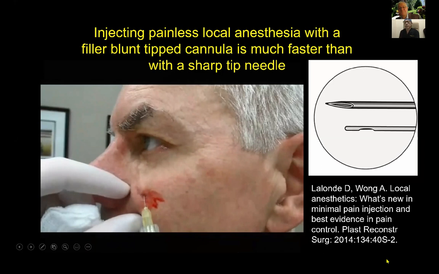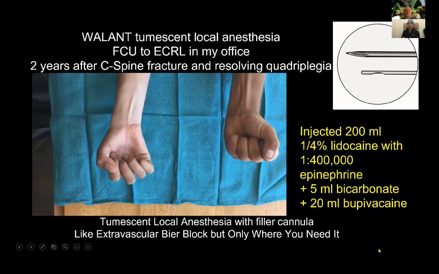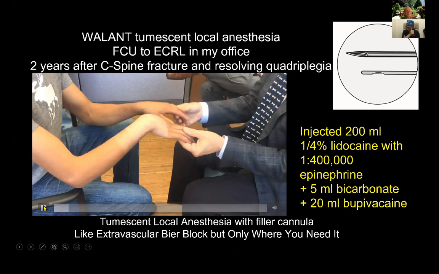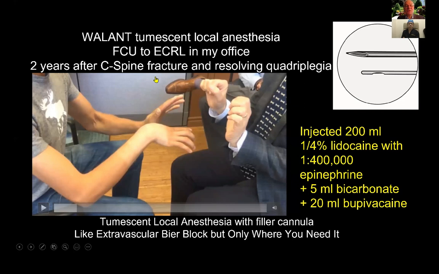So in this young man, he broke his neck, had a C-spine fracture, and resolving quadriplegia. So he had weakness in all his muscles everywhere. And most of the muscles came back in most of the places. You can see this bicep is bigger than this one. And he has a serious wrist drop. And so he has weakened muscles everywhere. But 2 years later, this isn't coming back.